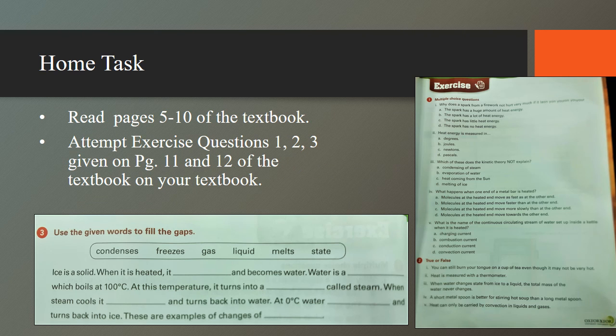For your home task, you have to read pages 5 and 10 of the textbook, and you have to attempt exercise questions 1, 2, and 3 that are given in these pictures as well. Question number 1 is shown as multiple choice questions. Question number 2 is true or false. And in question number 3, you have to use the given words to fill the gaps. You will attempt these questions in the space provided in your textbook. Good luck!